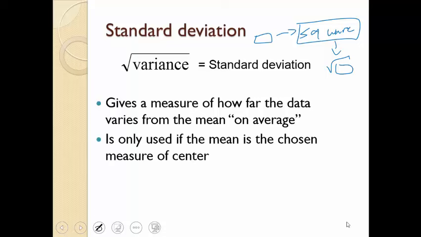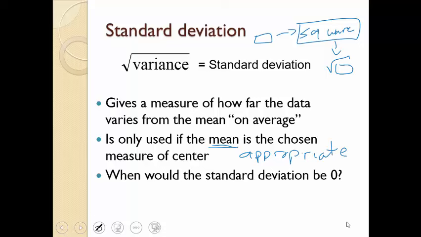Standard deviation is only appropriate if the mean is chosen as a measure of center. And the question is, well, when would you not use the mean? And that goes back to this idea of resistant. Right? If our data is heavily skewed, maybe standard deviation isn't appropriate. We can always calculate it, but it might not be, here's this word again, appropriate to use.